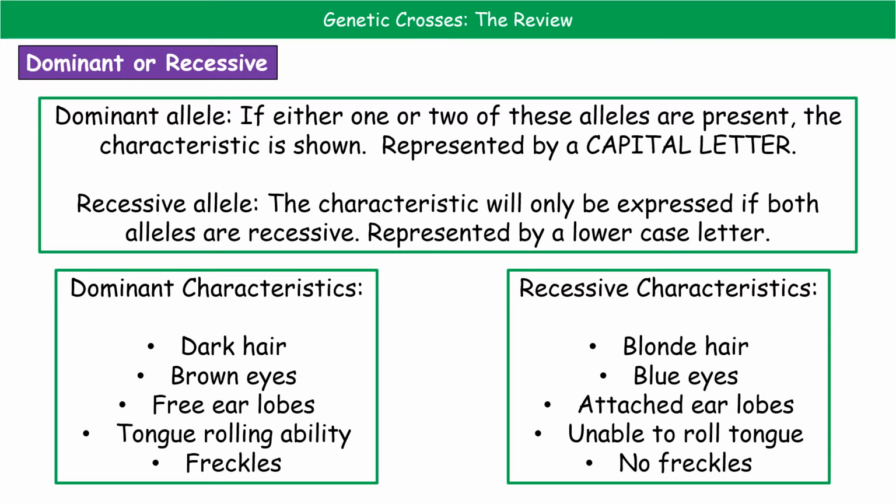There are two phrases we need to know here. Dominant allele, this is the one that we show by a capital letter in our diagrams, and a dominant allele will show that trait even if there is only a single one of them present. It's the, if you like, stronger of the two genes. It's going to overpower the other one. The recessive allele, this is a characteristic that's only going to be expressed if both of the alleles are recessive, and we use a lowercase letter to represent that.